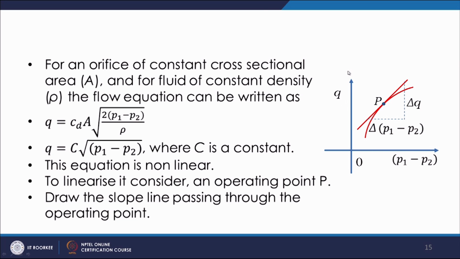So, say I have input P1 minus P2 and output Q here, and if I plot this, then this is my nonlinear plot, nonlinear variation of Q with P1 minus P2. Now, to analyze this, or to linearize, I take an operating point P, and what we do next is draw a tangent, or slope line, passing through this operating point.